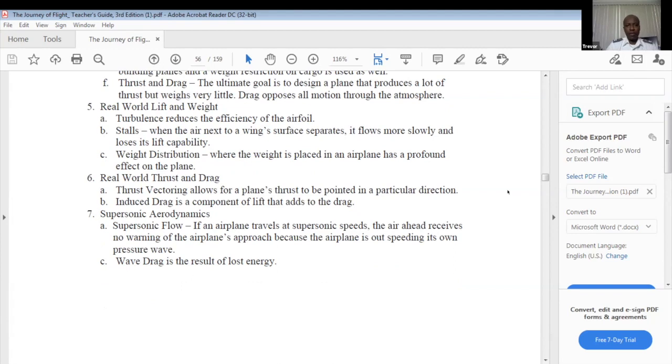Now, let's look at the real world lift and weight. As mentioned before, as an airfoil moves through the air and creates lift, it also creates some form of turbulence at the top of the wing. As you increase the angle of attack, that means the angle between the chord line and the relative wind, as you pitch up, what you find is that on the upper camber of the wing, the air starts to get burbled, turbulent. And if you continue to pitch, you're actually cutting off the flow of the air over the wing.